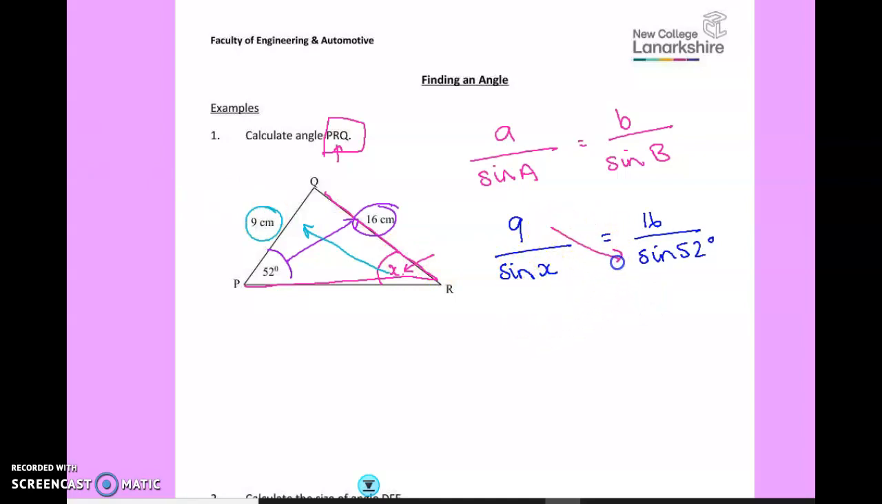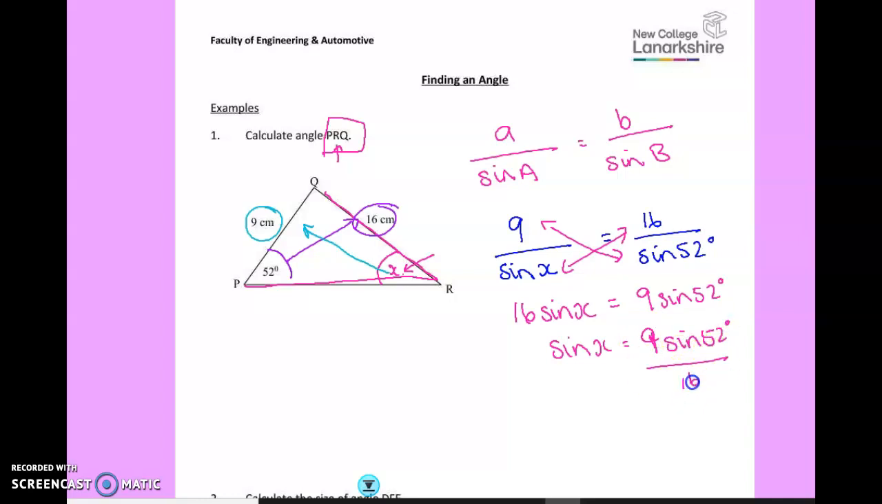The easiest way to do this is probably by cross multiplying. Cross multiplying is when you go across the equal sign and multiply bottom with top. So here I'm doing sine x times 16. So I get 16 sine x equal to, and then we multiply the other way, 9 sine 52. Here I've got 16 times sine x, so I'm going to take the 16 to the other side. The opposite of timesing is dividing. That gives me sine x.